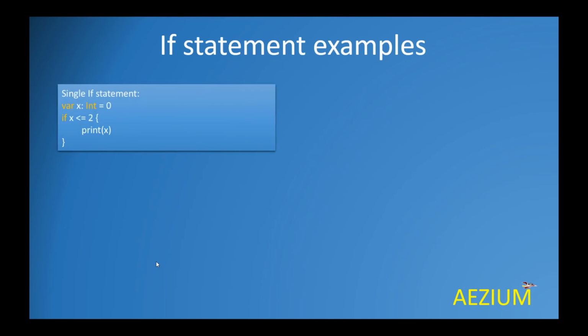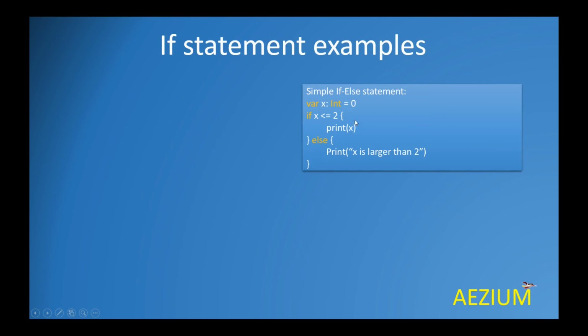Here are some examples of if statements. The first one shows the very simple case of a single if statement where we have a variable called x of type integer and set equal to 0. The condition of the if statement is if x is less than or equal to 2. If that is true, the body of the if statement, which in this case is a single print function, is executed, and the value of x is printed.